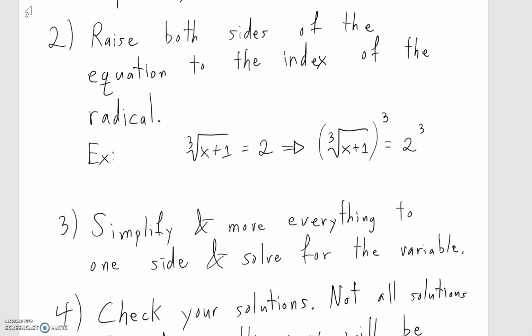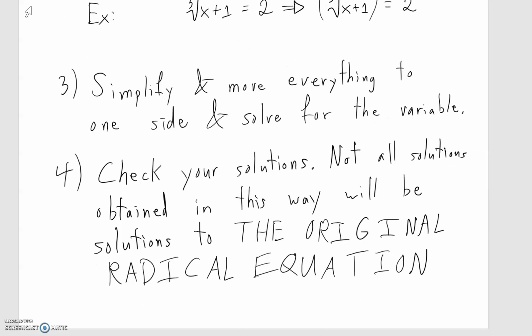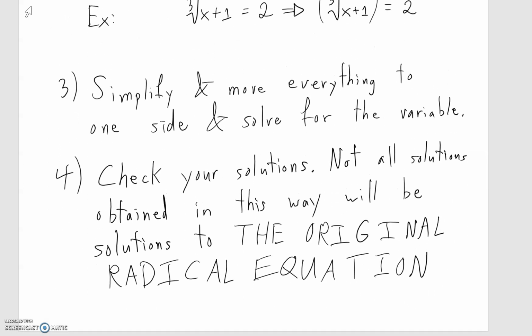In this little example, I have the cube root of x plus 1 equals 2. That radical expression is by itself. In order to get rid of the radical, we must raise both sides of the equation to the index of the radical. So if I have a cube root, I raise both sides to the third power. And then you need to simplify everything after you have raised both sides to the power. You will move everything to one side and then solve for the variable.